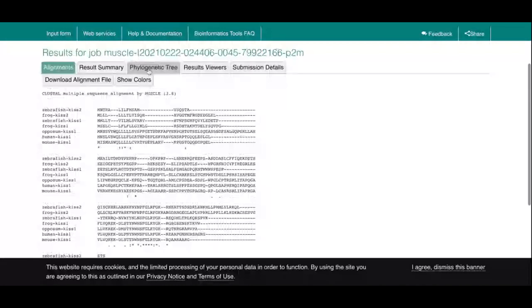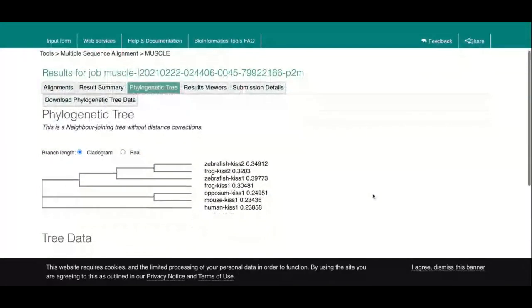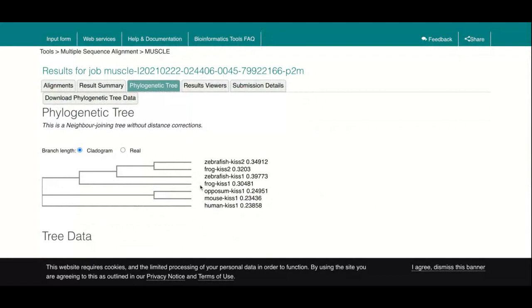So yeah, this one. All right, so you click here, phylogenetic tree, and you're like, oh, that looks different, right? So still zebrafish kiss 2 groups closer to kiss 2 with frog than zebrafish to kiss 1. But then you also have this group of opossum and mouse. They're close to each other. So this exercise is to show to you that even though they're the same sequences, depending on how you do the scoring, you might come up with different trees.